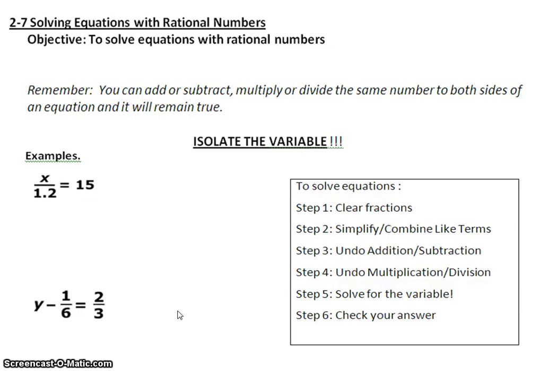Chapter 2, Section 7, Solving Equations with Rational Numbers. The objective of this lesson is to solve equations working with rational numbers. Now remember that you can add or subtract, multiply or divide the same number to both sides of an equation, and the equation will remain true. With these equations, ultimately we want to isolate the variable.